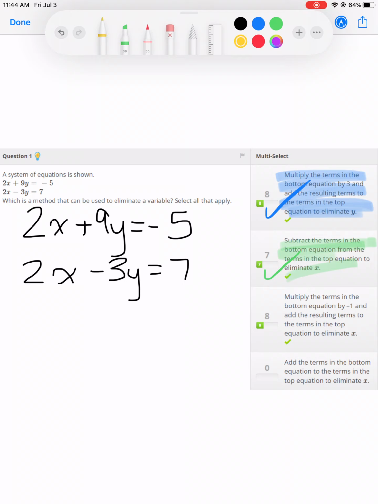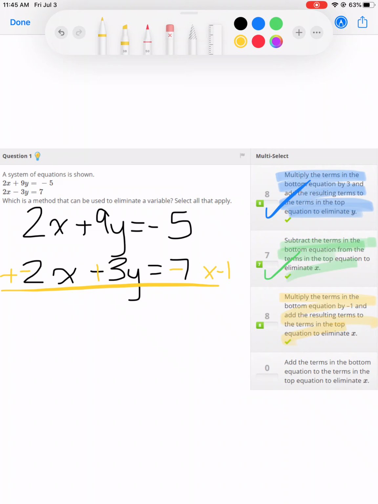And last but not least, well, I guess we know the answer. It says multiply the terms in the bottom equation by negative 1. Okay, so times this by negative 1, and add the resulting terms to eliminate x. Okay, so we're going to add them. But now these are all going to be multiplied by negative 1. So this is now negative 2. This is positive 3y. And this is negative 7.